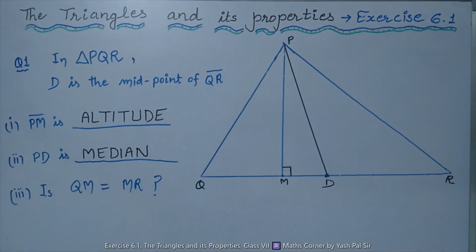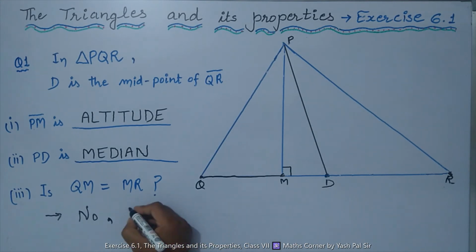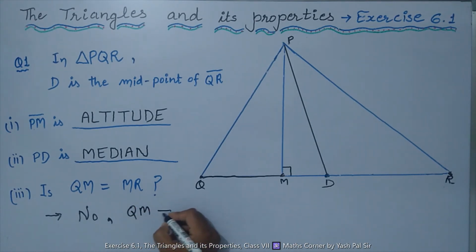Next, the third question is: QM equal to MR? What is QM? QM is the distance from here to here. Is this distance equal to the distance from M to R? Are these two distances equal? So our answer is no. These two distances are not equal. QM is not equal to MR, right? So this is the solution of the first question.